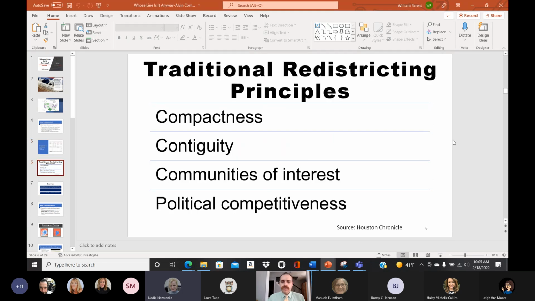We look at traditional redistricting principles. So what goes into the process of redistricting, the redrawing of those district boundary maps? Well, they need to be compact, or at least in theory, that should be a goal. They also need to be contiguous. You can't have one district, say in El Paso, the 16th Congressional District, and say the 36th Congressional District, which is in East Texas. You couldn't have those be part of the same district. They have to actually touch each other.